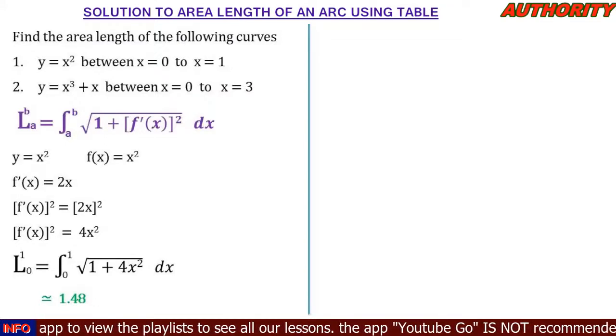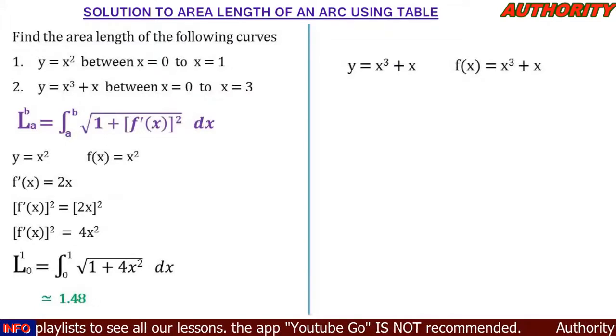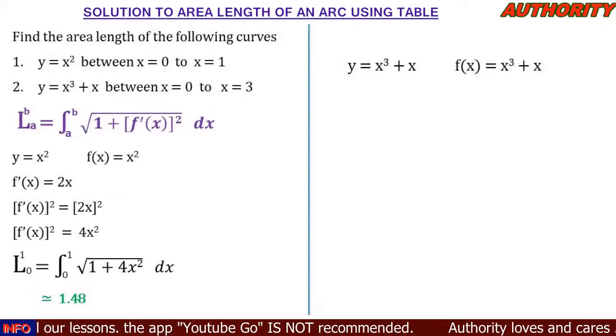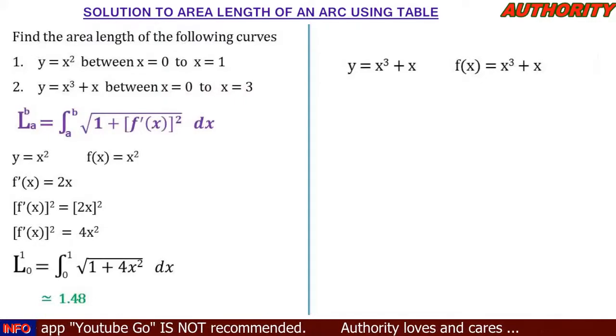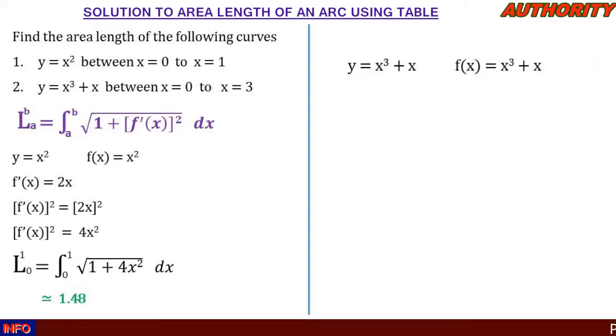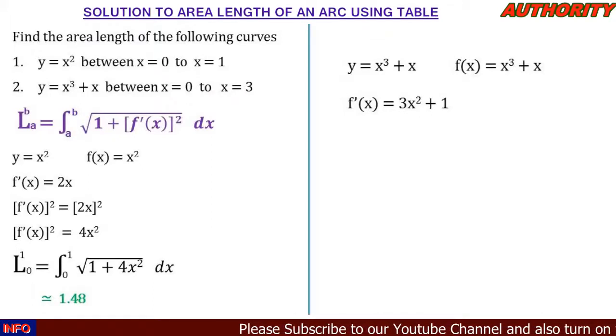Number 2 says y is equal to x cubed plus x between x equal to 0 to x equal to 3. So we say that this is our y, right? We can say that this y is the same as f of x is equal to x cubed plus x. All right, good. Let's go and find f prime of x. So when we say f prime of x, that means we're going to differentiate this function. When we differentiate x cubed, it's going to give us 3x squared. And when we differentiate x, it's going to give us 1. So f prime of x is equal to 3x squared plus 1.